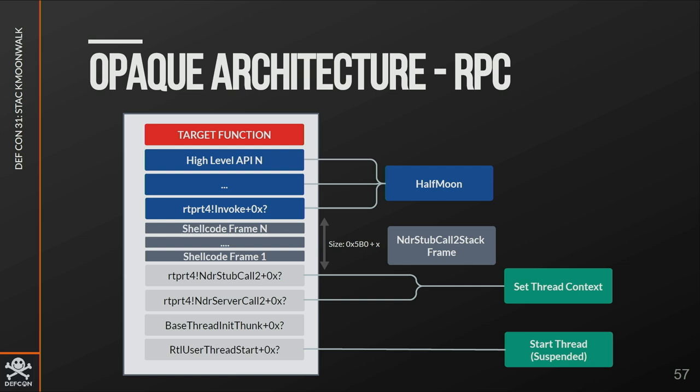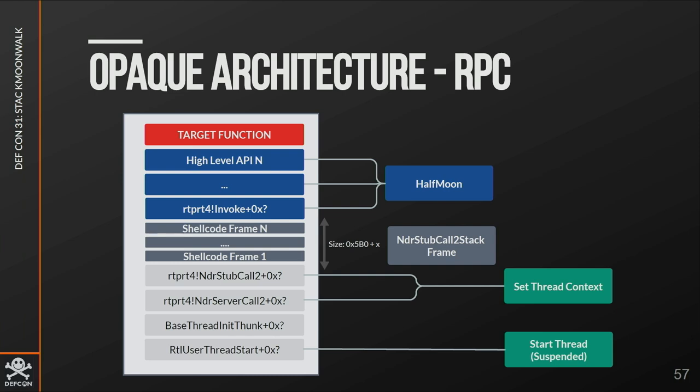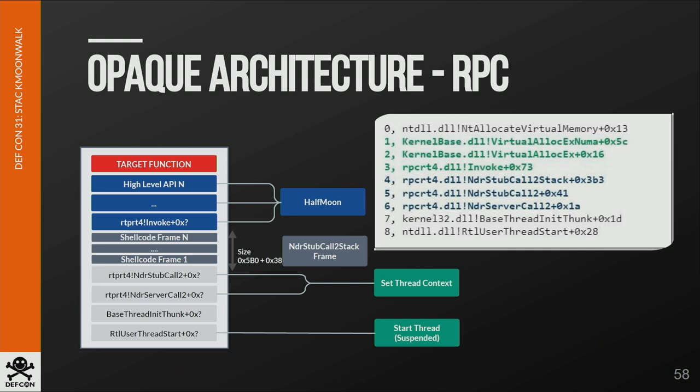call halfmoon, execute halfmoon, whereby the first frame spoofed is the invoke function, which is an arbitrary call to anything, and then execute halfmoon with the rest of the high level API frames and eventually call the spoof function. So what this creates is a completely legitimate call stack where we have the frame in the thread, the thread initialization frames, then we have the first two calls to NDR stub call, NDR server call 2 and NDR stub call 2. Then we have the execution of our implant.